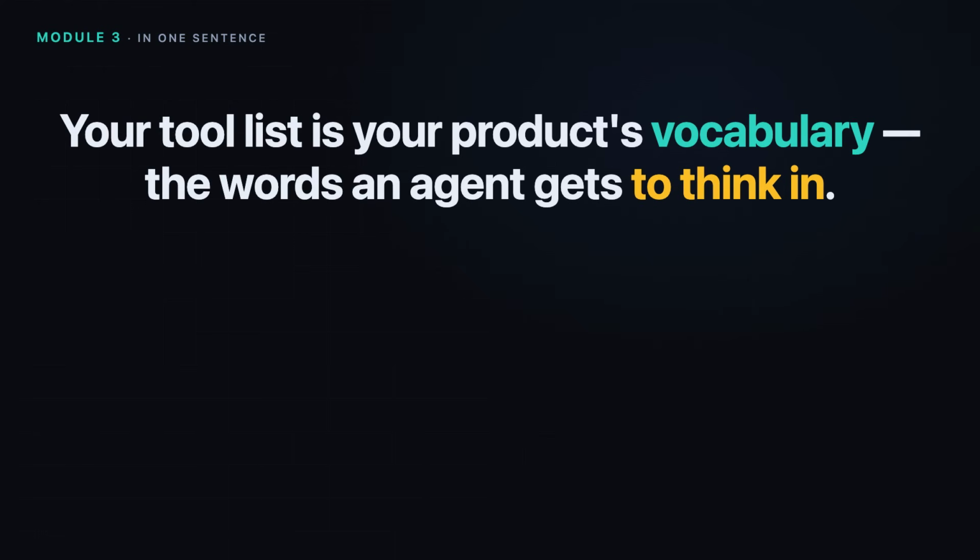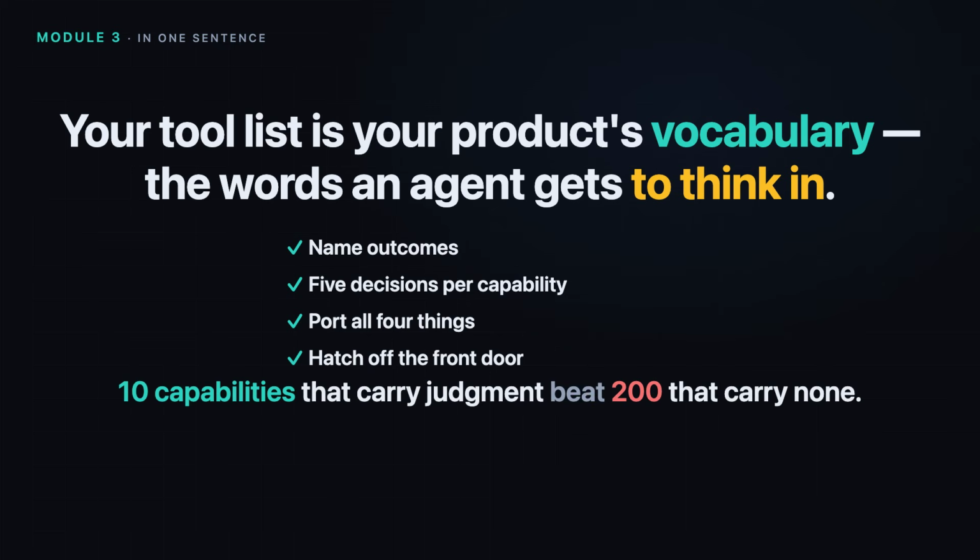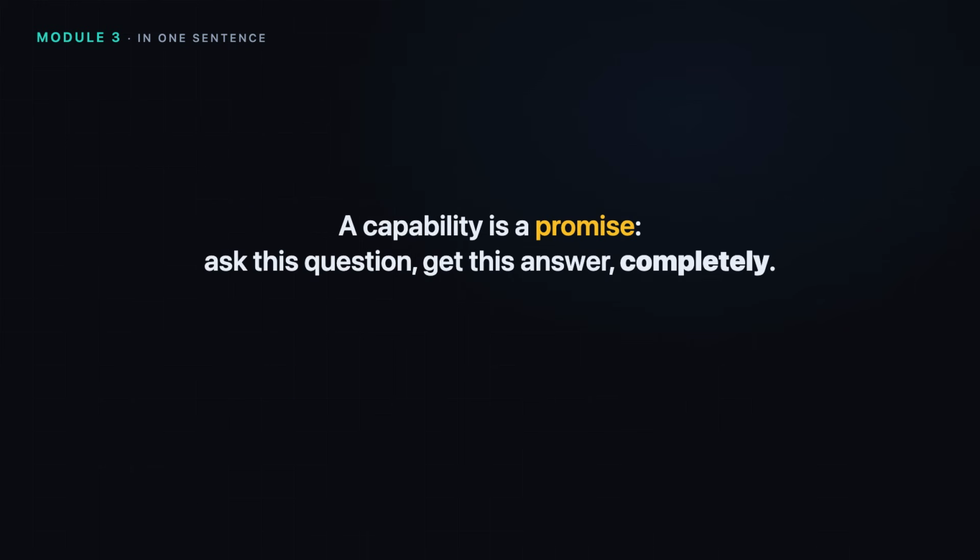So here is Module 3 in one sentence. Your tool list is your product's vocabulary, the set of words an agent gets to think in. Name those words after outcomes. Spell out the 5 decisions. Port all 4 things. Keep the escape hatch off the front door. And convert the judgments before the breadth. 10 capabilities that carry real judgment beat 200 that carry none. Do that, and a capability becomes a promise.